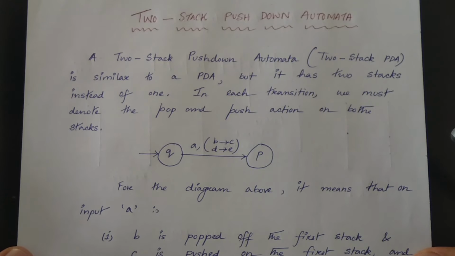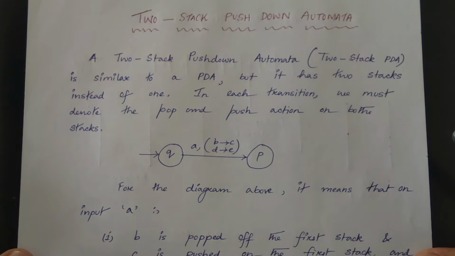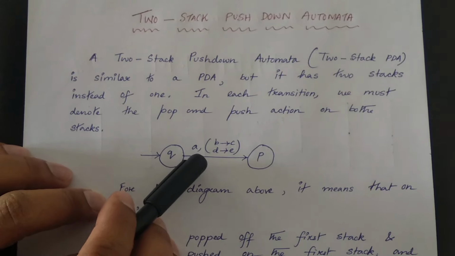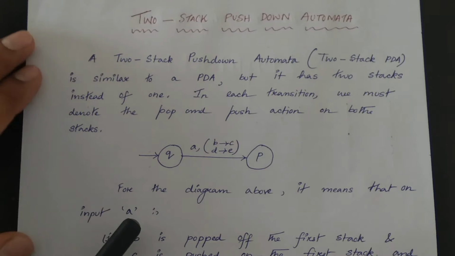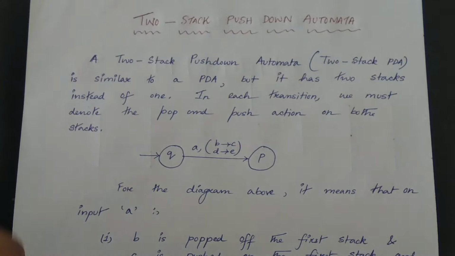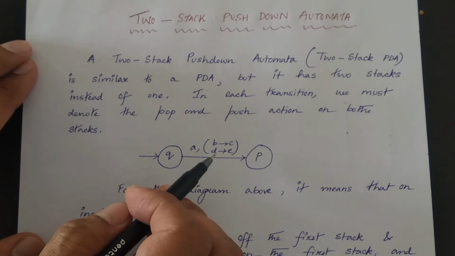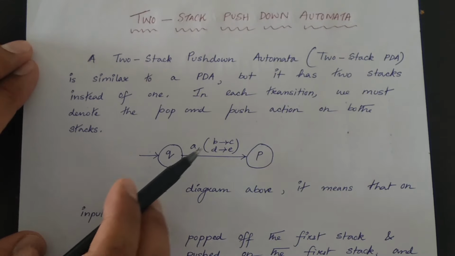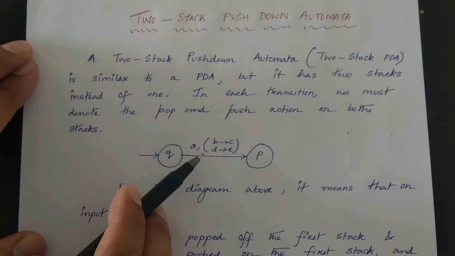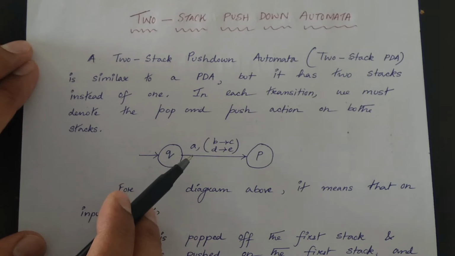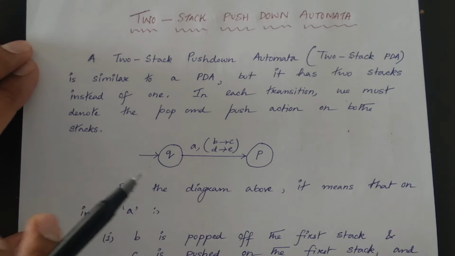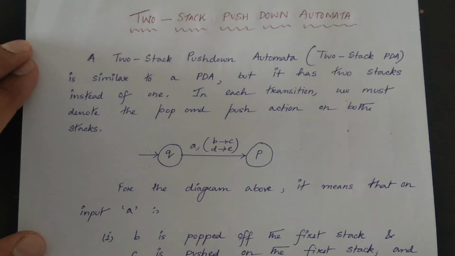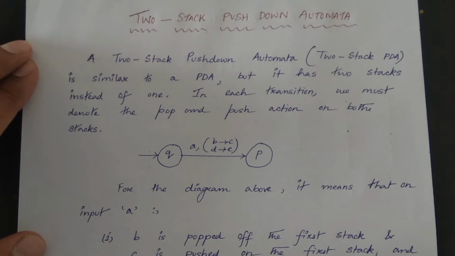If we talk about the diagrammatic representation or graphical notation of two-stack pushdown automata, it is like this. On seeing the input symbol A, we can have two operations simultaneously. This may be in stack 1 and this may be in stack 2, where in stack 1 B is popped off the first stack, and C is pushed into the first stack, and similarly you can work it out with the second one as well. So this is just a basic diagrammatic representation. We will take an example and I will explain the flow as well, how to work on it.